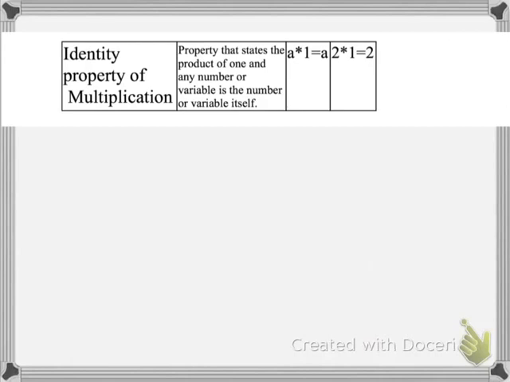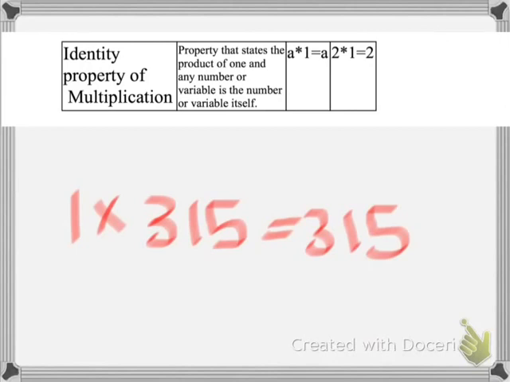Identity property of multiplication. Property that states the product of one and any number or variable is the number or variable itself. 1 times 315 equals 315. When one of the two factors is 1, the product is the other factor.